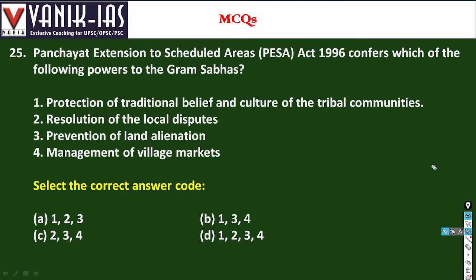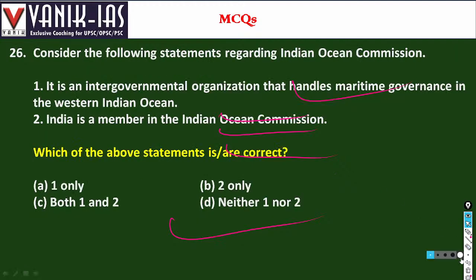Panchayat Extension to Scheduled Areas, PESA 1996, confers which of the following powers to the Gram Sabhas? Protection of traditional belief and culture of the tribal communities. Yes. Next, resolution of local disputes. Yes. Prevention of land alienation. Yes. Management of village market. All the powers lie with the Gram Sabha. Regarding land and distribution of properties, all these powers lie with the Gram Sabha under the PESA Act of 1996, which was created on the Bhuria Committee recommendation.